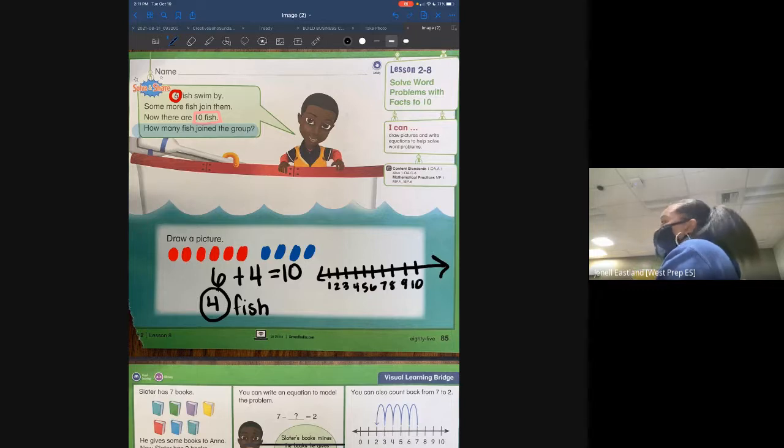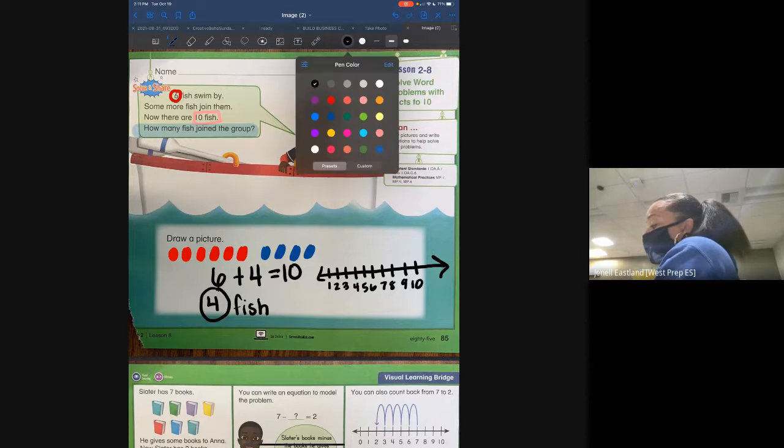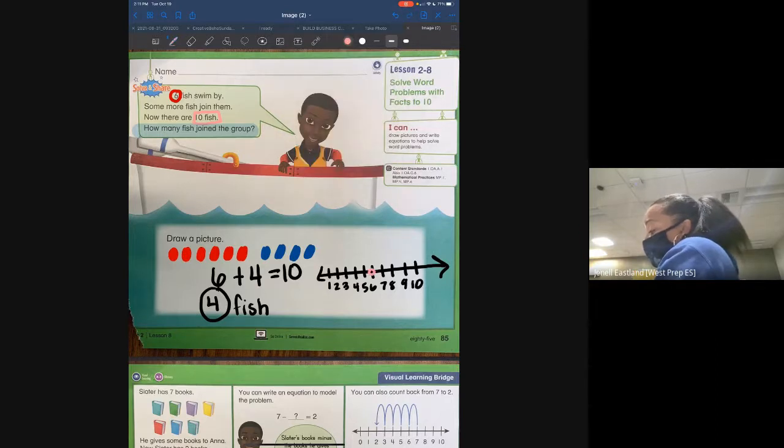And where would we have started at? 6. I heard Christian say 6. Christian said he did a number line. He started at 6. We could also count on, right? 7, 8, 9, 10. And we would know we went 4 spots, right?